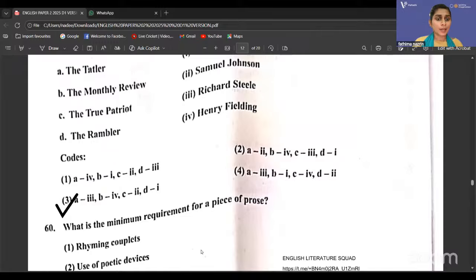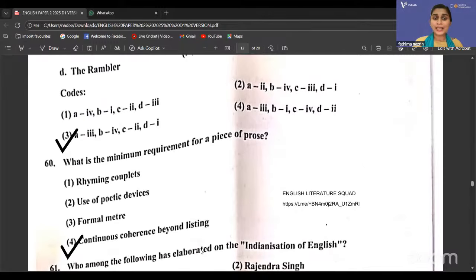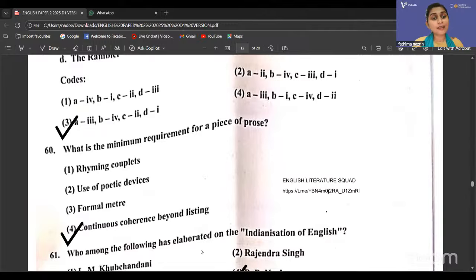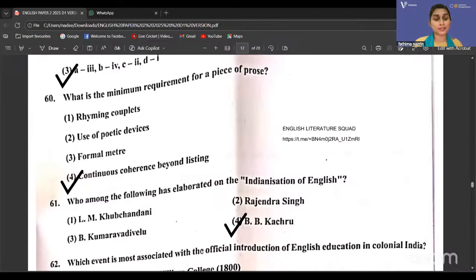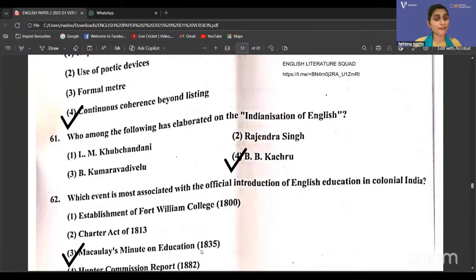Okay. Now, what is the minimum requirement for a piece of prose? Rhyming couplets, use of poetic devices, formal meter, continuous coherence beyond listing. It is the fourth option, which is the right answer. Okay. Who among the following has elaborated on the Indianization of English? It is Braj B. Kachru or B.B. Kachru. It is option number 4. Okay, he has written a work, The Indianization of English.